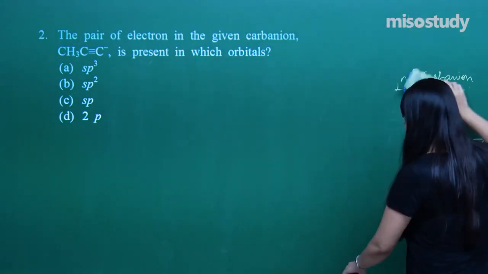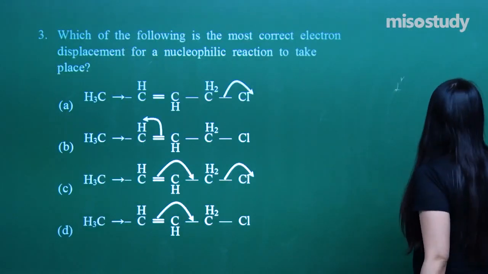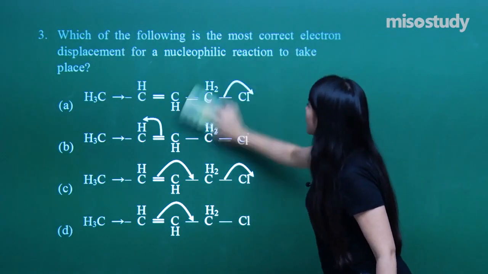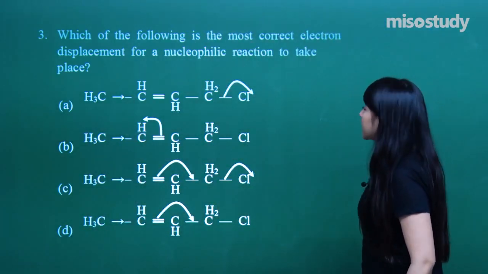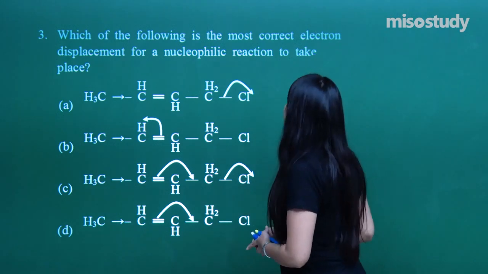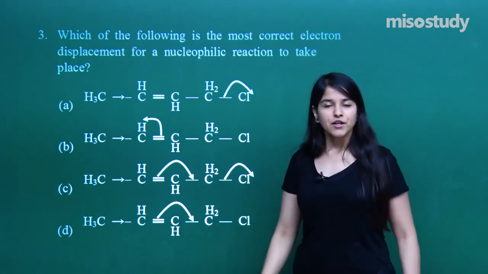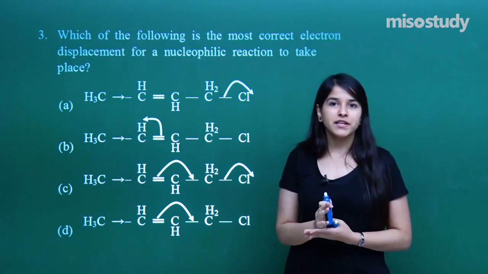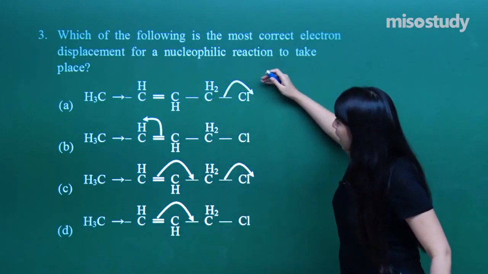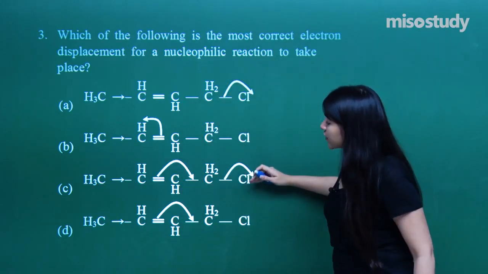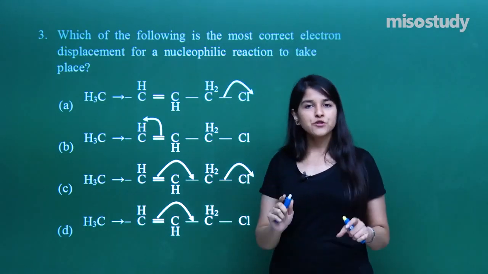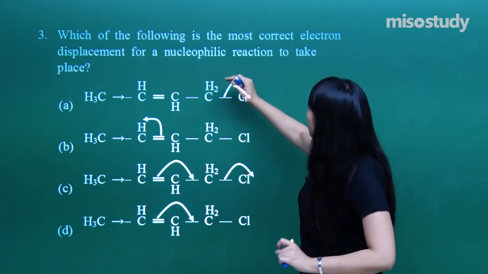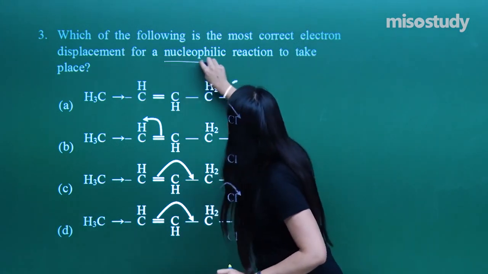What does the next question say? So here, what do I have? Which of the following is the most correct electron displacement for a nucleophilic reaction to take place? It's pretty confusing as well. Why? Because they have given the different kinds of displacements which will be taking place in such a reaction. So I need to have a proper idea about how the nucleophilic reaction actually occurs.